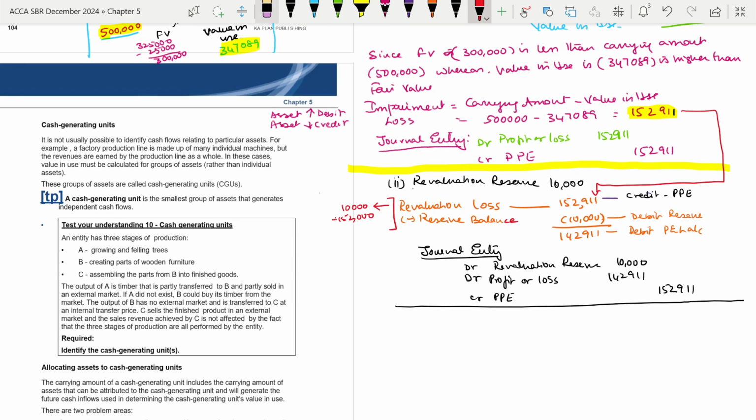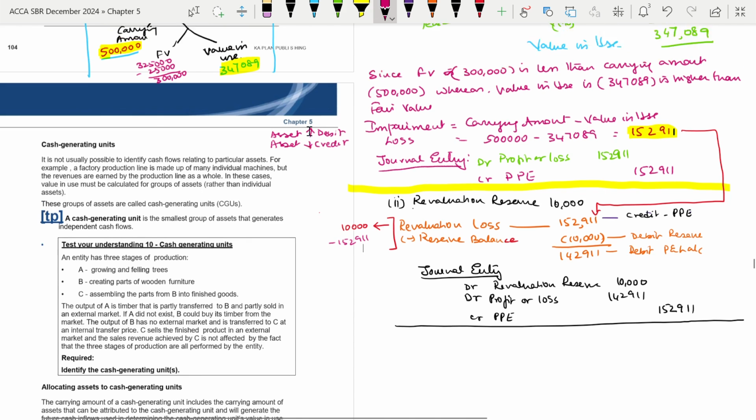152,911 was the loss. Now, what will happen if there is a loss now? First, if any balance is there in the revaluation reserve, you will take that balance. When will the balance be there in the revaluation reserve? When there is a gain. When there is a gain, only then will there be a balance. When there is a loss, the balance will reduce.